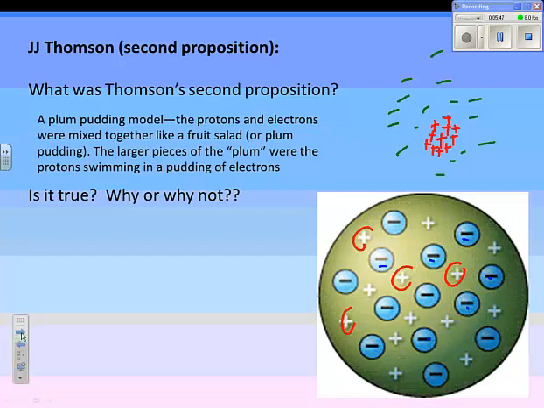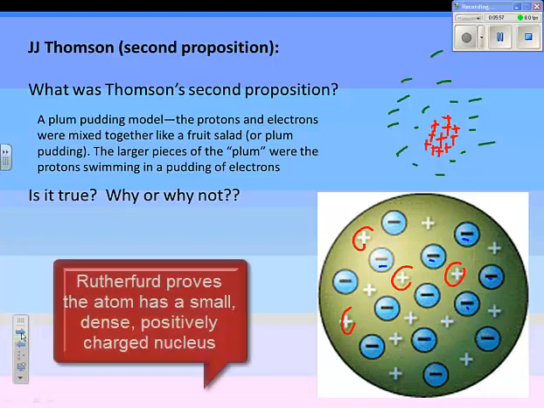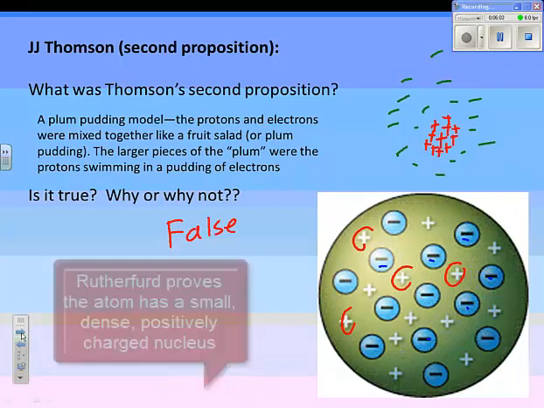I didn't draw the orbitals or anything like that, so don't make fun of my drawing. But that's what it looks like. They're not all mixed together like you would think they would be. It's a small, dense, positively charged nucleus. So it is false. And I want you to write down why in your own words.